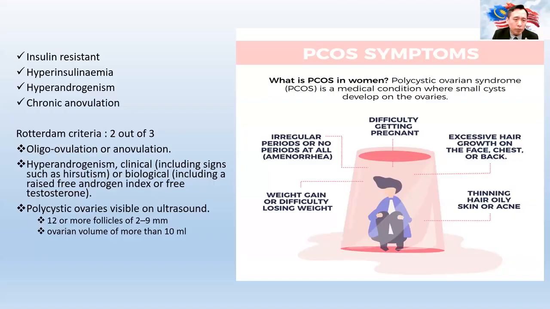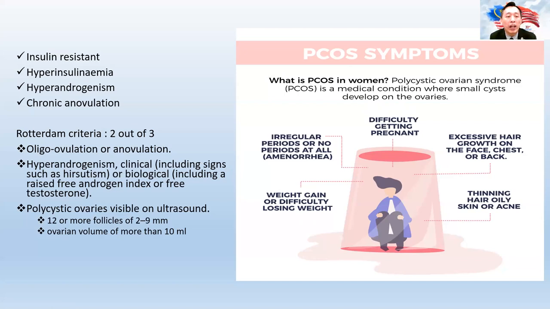So for polycystic ovarian syndrome, normally they are ladies with problems of weight gain, irregular menses, problems trying to get pregnant, and excessive androgen. They get acne, they get hirsutism, sometimes hair over the chest and over the limbs, so excessive androgen. Normally, it's an interplay between insulin resistance, hyperinsulinemia, hyperandrogenism, and chronic anovulation.